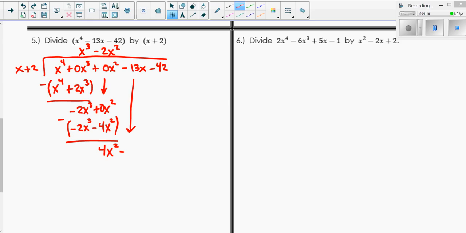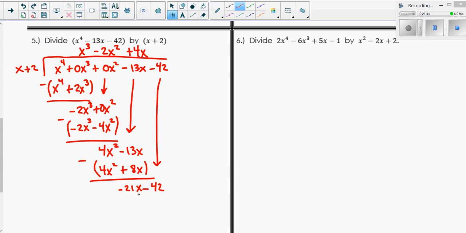Alright, bring down your negative 13x. So now I need a 4x squared, which means above this I want to have a plus 4x, again like terms. 4x times x is 4x squared. 4x times 2 is 8x. Parentheses around it, subtract. First terms cancel. Negative 13 minus 8 makes negative 21x. And then I want to bring down the negative 42.